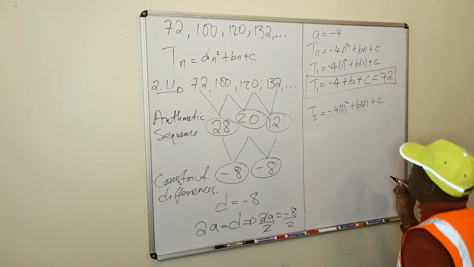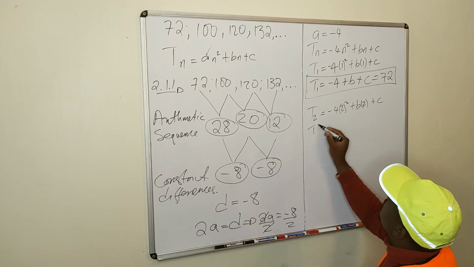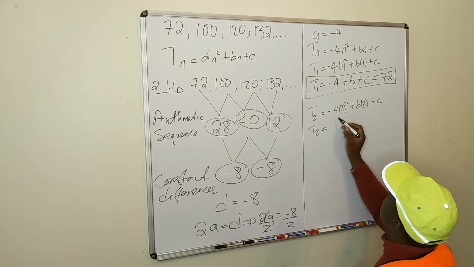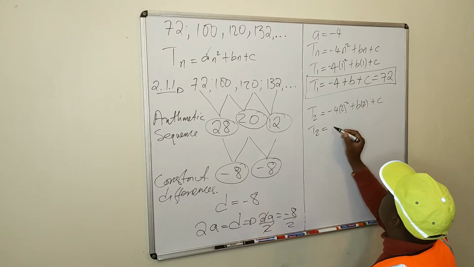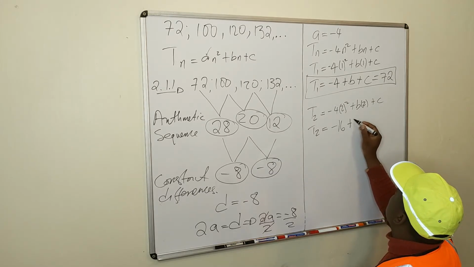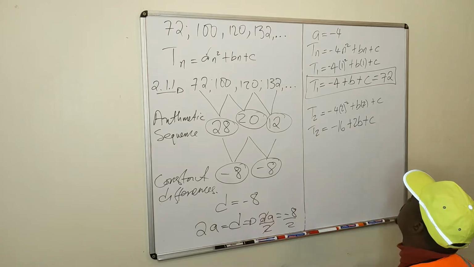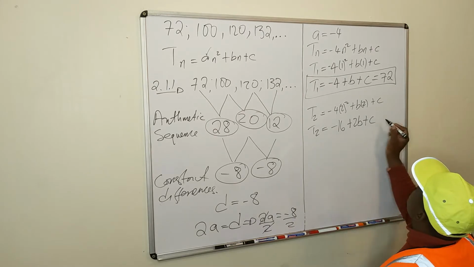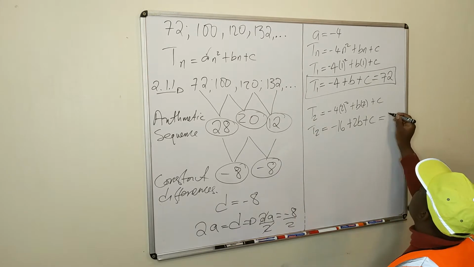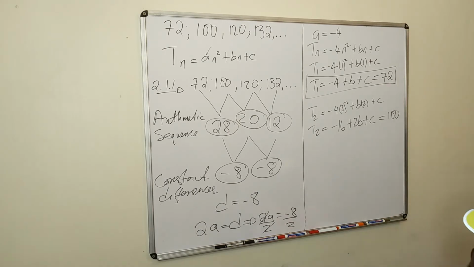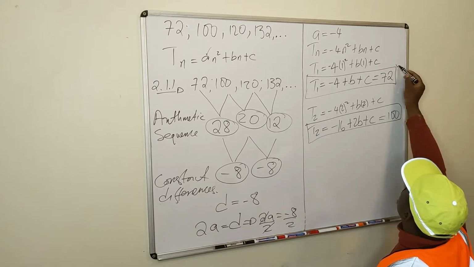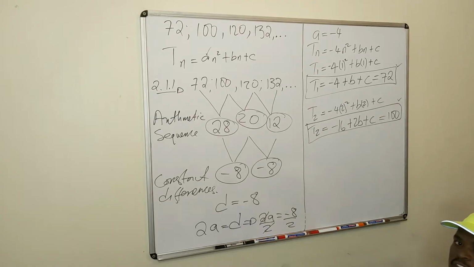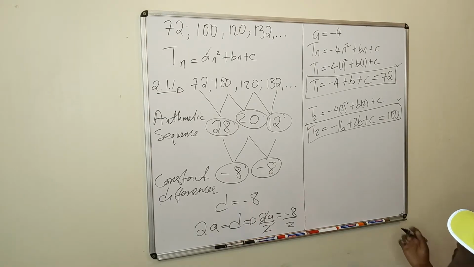Right? So when you simplify it, you have T2 is equal to minus 4 times 4, that's minus 16, plus 2B plus C. So I know what my T2 is. My T2 is 100. So I have two equations, this equation and that equation. What you can do with them is solve those two equations simultaneously.